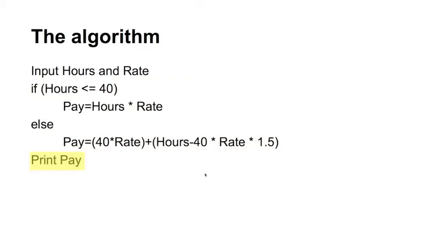And we then print out the value of pay that we've just calculated. So this is the output of the algorithm. Of course, we don't have to print it out. We can pass it on to another component of the program or whatever, but we'll talk more about that later on.